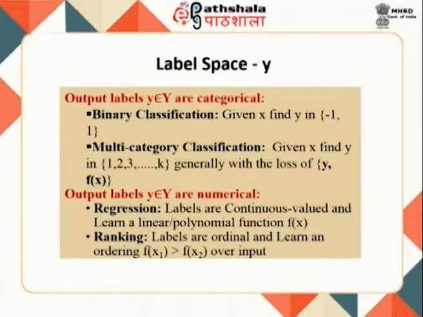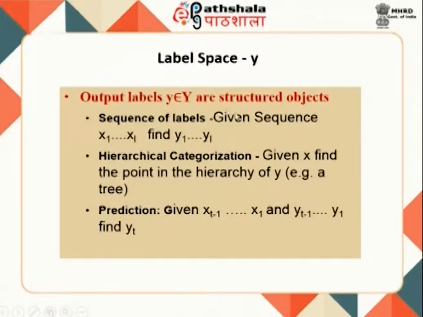Another is ranking, where labels are ordinal and you learn an ordering, that is, f of x1 is greater than f of x2, and so on. A typical example of ranking is search engine web page ranking. Output labels can also be structured objects, for example a sequence of labels: given a sequence x1 to xL, we have to find the corresponding y1 to yL. Here they are not isolated, so all together they have to be found. Sometimes the sequential labeling problem is also simplified into a normal labeling problem.